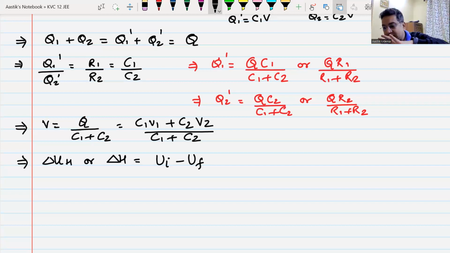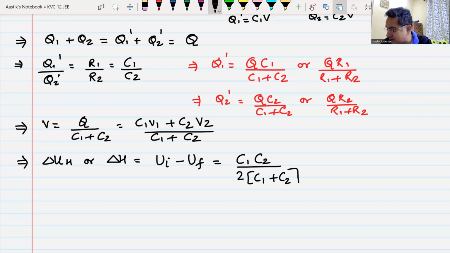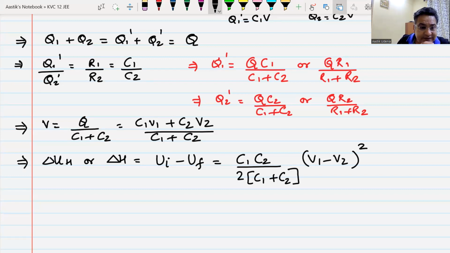Now you can find the initial energy, you can find the final energy, and then you can take the subtraction, or you can remember this formula, and with this formula you should be able to get the answer for this type of connection very quickly. C1 C2 upon C1 minus C2 into V1 minus V2 the whole square. That will be the energy lost in the form of heat in such a connection.